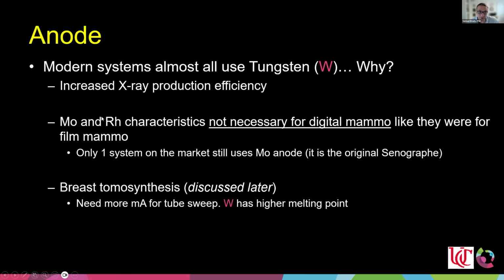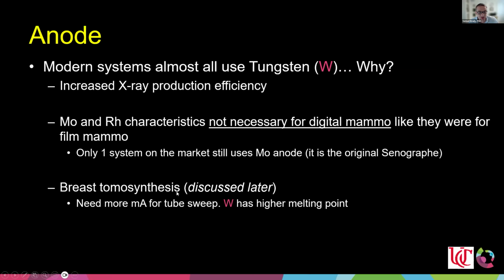Those characteristics of those two targets were very important when we used film, which is largely being replaced in most places. And now there may be some incidences in some hospitals that are still using old film-based mammography systems, in which case they're going to be using a moly or a rhodium target. Now, why is it that we are moving away from molybdenum? In the digital world, I'll show you in a second, image quality has improved and doses have come down lower using tungsten versus molybdenum and rhodium.